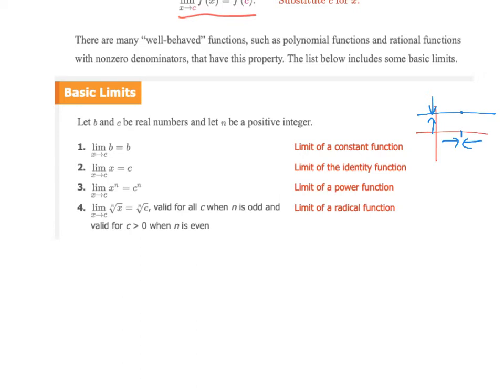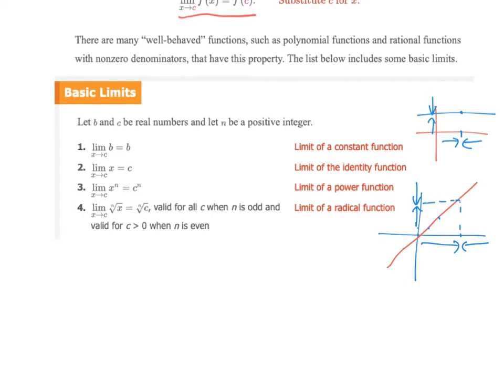Number two says the limit of x as x approaches c is just c. This function is just a linear function with a slope of 1 and a y-intercept of 0. As we get close to whatever our target value is on the x-axis, that y value, or the limit, is going to be the same number on the y-axis. This graph just goes up 1 over 1, up 1 over 1. So whatever the x value is, the y value also is.